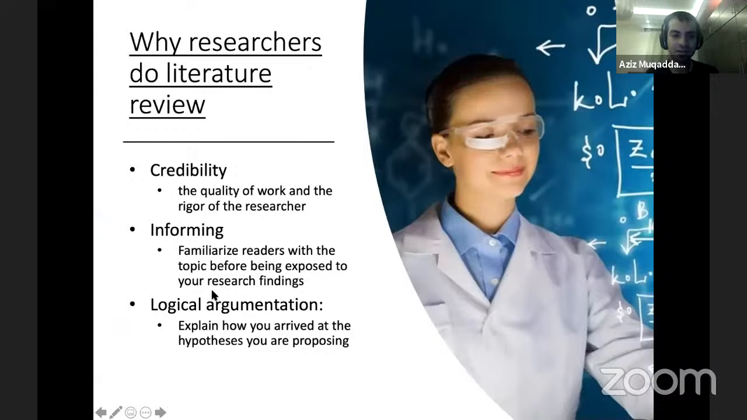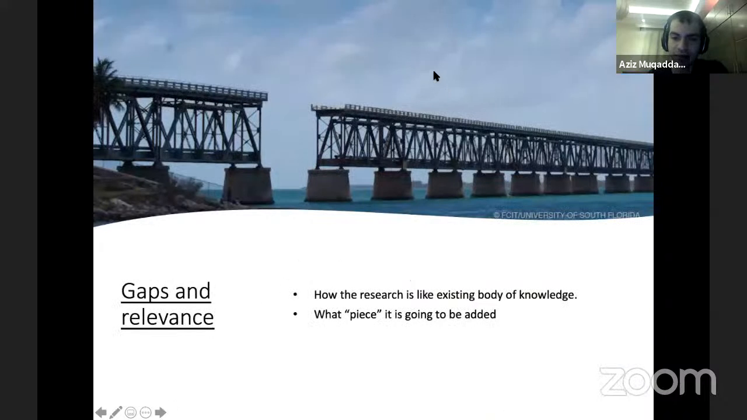And so we actually cover this part. We do the literature review again for credibility, informing people where the research is, what has been done, and then arguing why you think your hypothesis would work. And we talk about gaps. It's like showing what previous research has done, and then what piece the article you're writing is going to add, right?